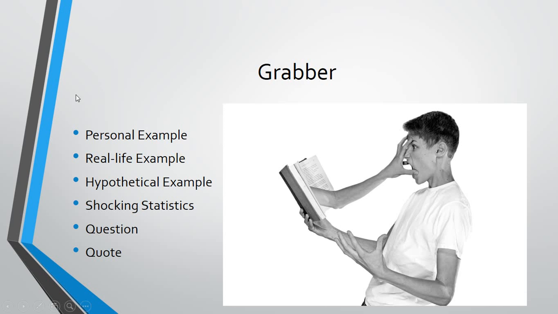So some things you might do for a grabber. A personal example. Say this particular topic that you're writing about has affected you in some way. You can give a story from your life, an anecdote that shows that it has actually had an influence on a real person, the writer of this particular paper. Showing that the issue affects real people makes it much more immediate, makes the reader care more.